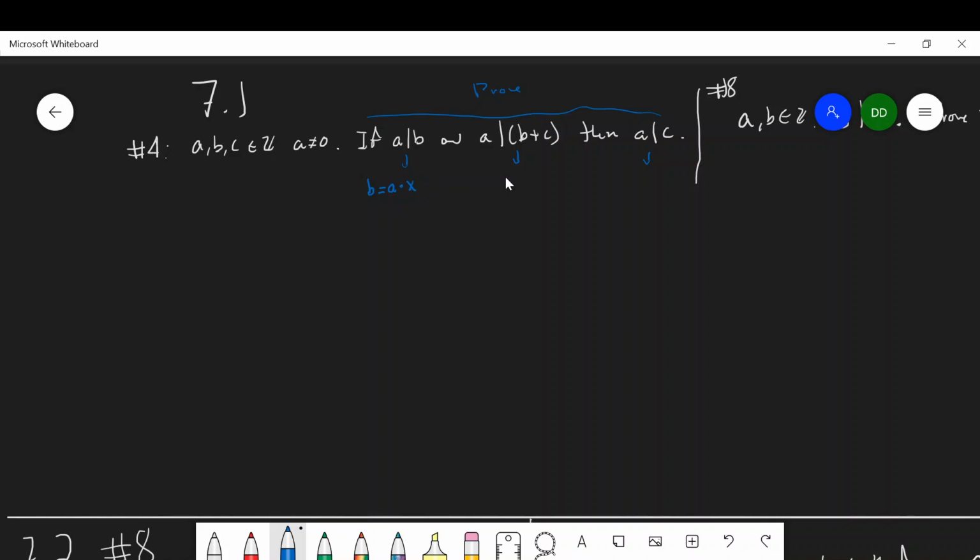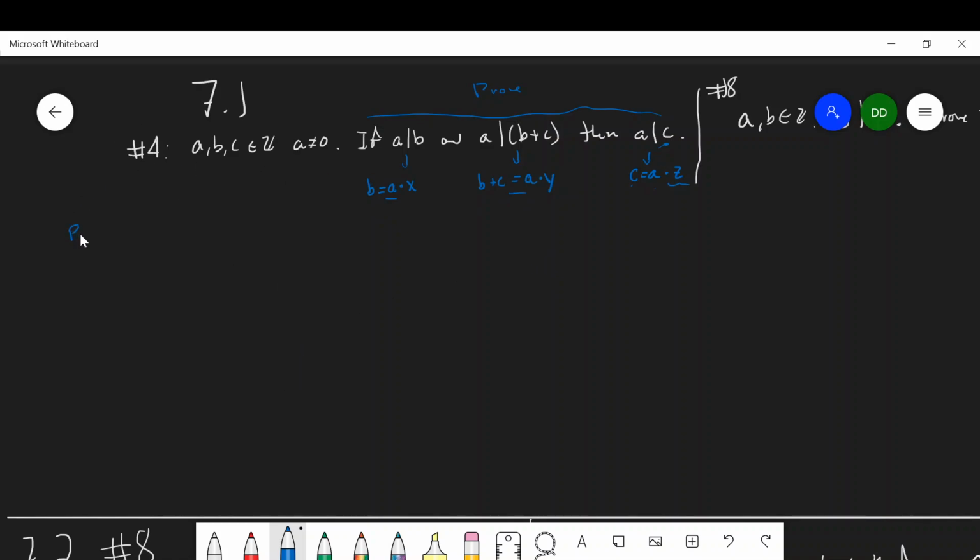Let's call it x. What do I know if a divides b plus c? Well, that means I can write b plus c as a times some other integer. Let's call this one y. And my goal, so I'm assuming those things. What would it look like to prove that a divides c? I need to write c as a times some other integer. Let's call it z for now. So that's our goal here, to come up with this integer so that c equals a times that integer. And we're going to use these two things.